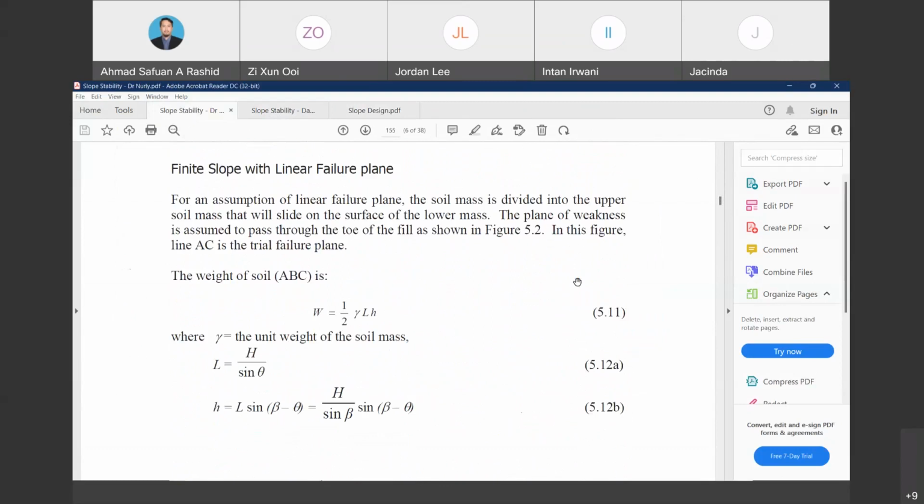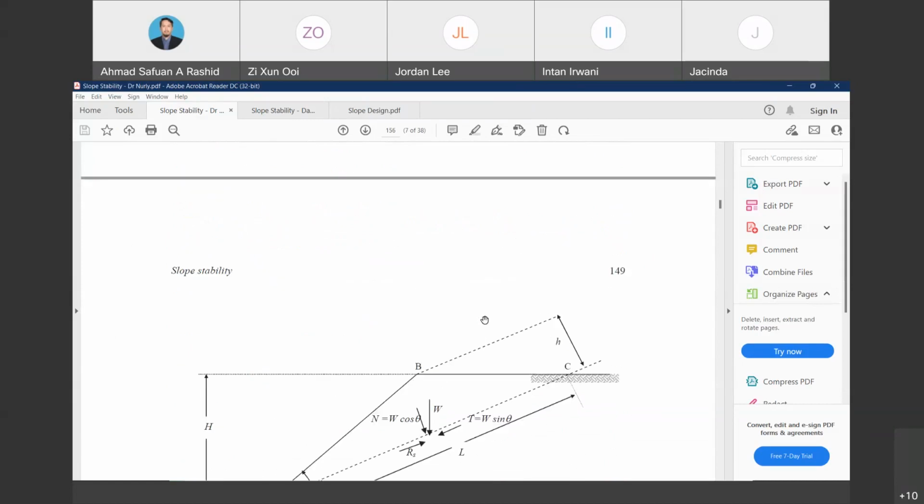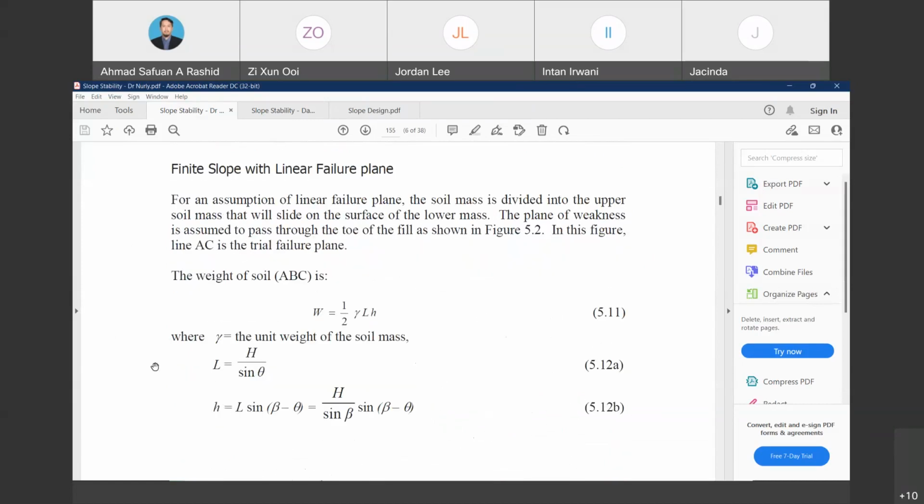This is the explanation in Dr. Noli's reference book. For the assumption of a linear failure plane, the soil mass is divided into the upper soil mass that will slide on the surface of the lower mass. The plane of weakness is assumed to pass through the toe of the slope, as shown in figure 4.5.2. In this figure, line AC is the trial failure plane. This is what we have discussed previously, and these are all the equations.